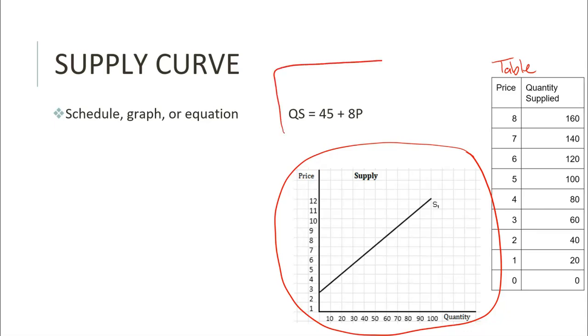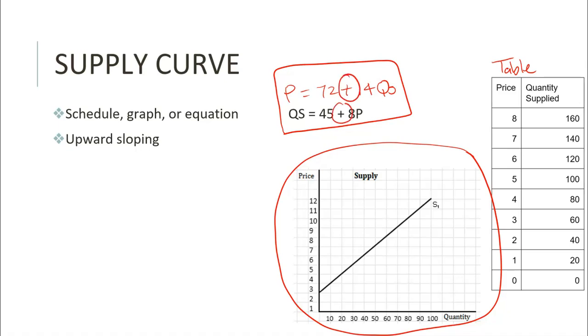We also can have an equation. So quantity supplied is equal to 45 plus 8p. You could also have p on the other side. So p is equal to 72 plus 14 quantity supplied. And the important thing about all three of these is that we have an upward sloping supply curve. So in the equation, you see that as this plus here. On the graph, the line is moving up. So as price goes up, quantity goes up. And on the table, you could see that as price goes up, your quantity supplied is also going up as well.